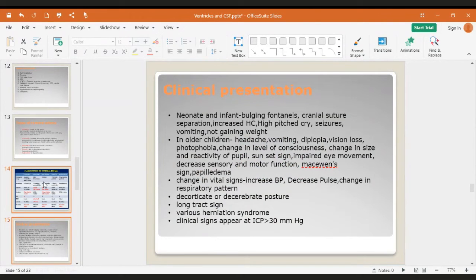There may be changes in vital signs: increased blood pressure, decreased pulse, that is bradycardia, and change in respiratory pattern. There may be Cheyne-Stokes or various patterns of respiration, decorticate or decerebrate posture. There are long tract signs. There may be a positive Babinski or altered tone, and there are various types of herniation syndrome. Clinical signs appear when intracranial pressure is more than 30 millimeters of mercury.